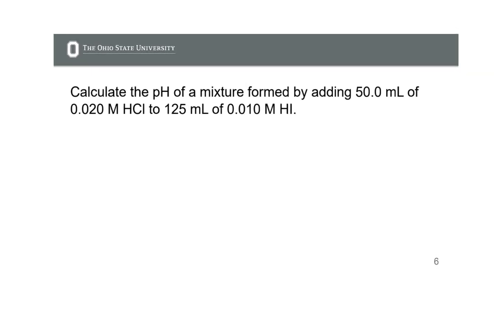All right, so I'll have you work on this one. Here we're going to have a mixture of acids, 0.2 moles per liter HCl. We're going to take 50 milliliters of that, and we're going to add it to 125 milliliters of 0.1 mole per liter HI. Right? You have a new total volume. Okay, figure out the total number of moles of H3O plus over the total volume to get the concentration of H3O plus, and then find the pH. I'll let you work on that for a couple minutes.